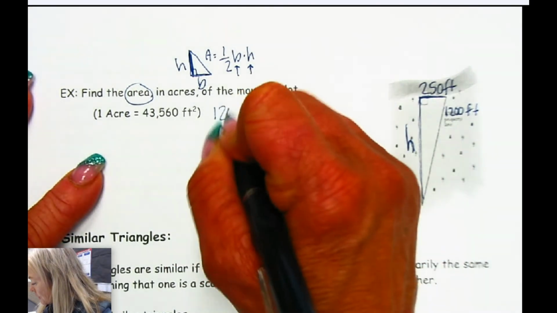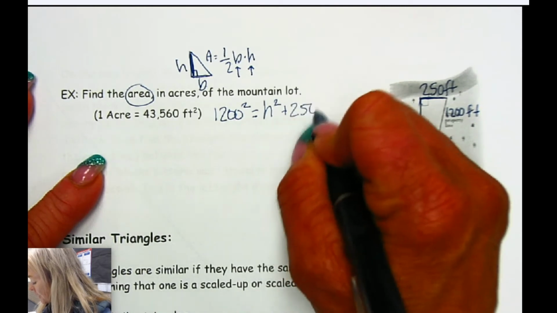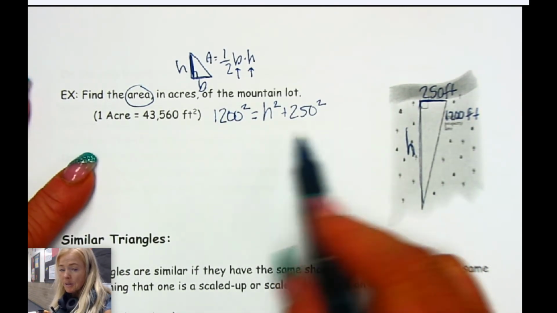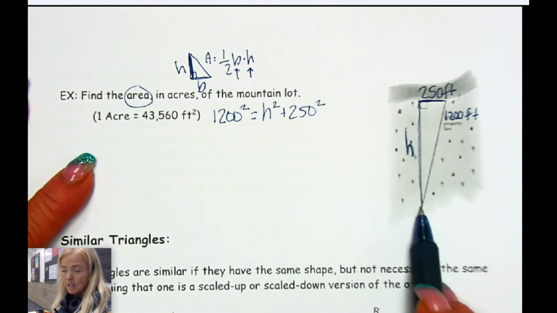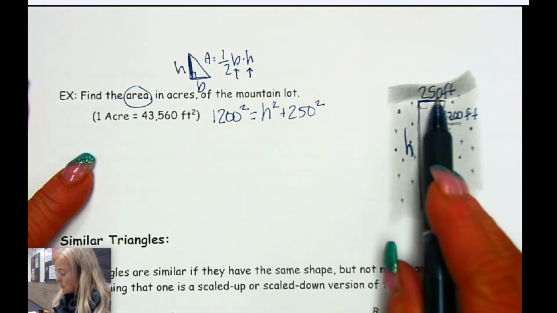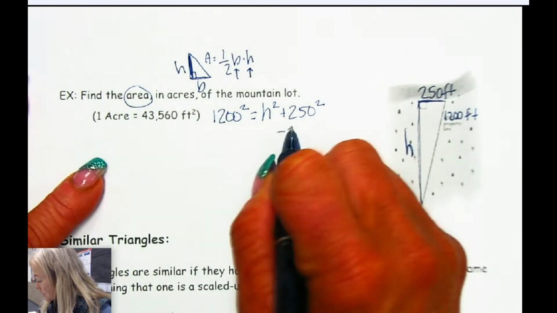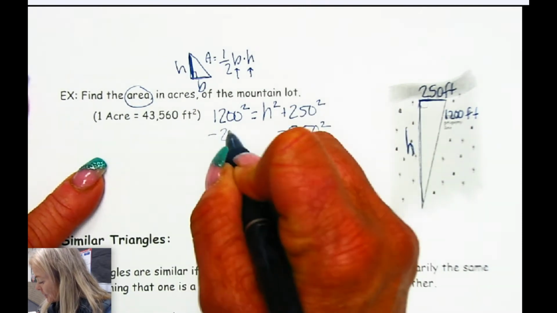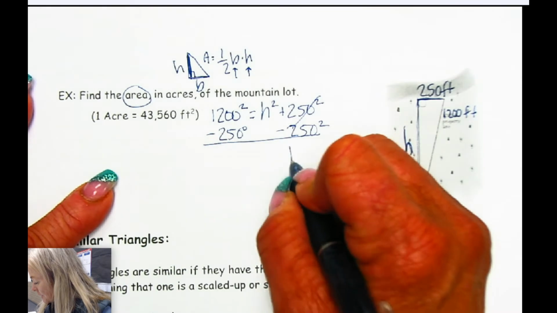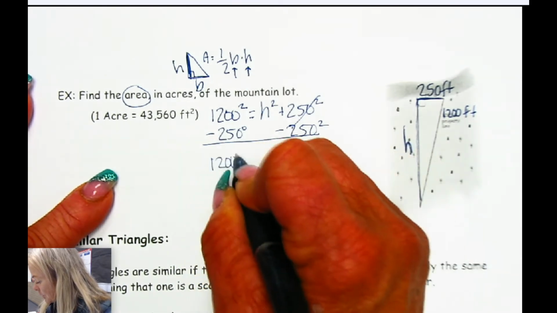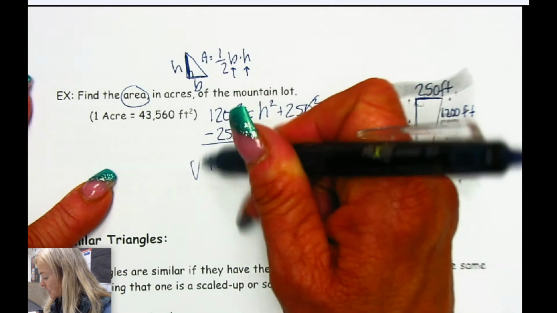What we have is 1,200 squared is equal to height squared plus 250 squared. And that's your Pythagorean theorem. Your hypotenuse squared, the longest side, the side across from the 90-degree angle, is equal to base squared plus height squared. So we're going to subtract 250 squared, and I know I'm leaving these in numerical form, which is fine, which gives us height squared is 1,200 squared minus 250 squared. And then to solve for that h squared, we have to take the square root.